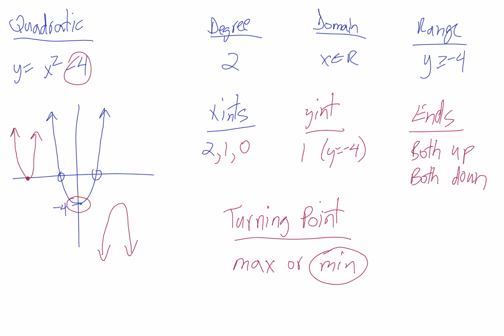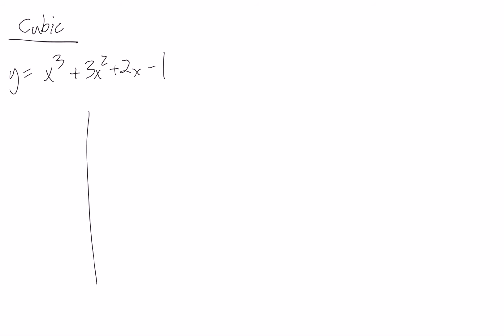And then our last type of equation is when we have a cubic function. And a cubic function is when we get something that has x cubed. So it'll be something like x cubed plus 3x squared plus 2x minus 1 or something like that. And if we graph this one, we get a graph that does something like this.